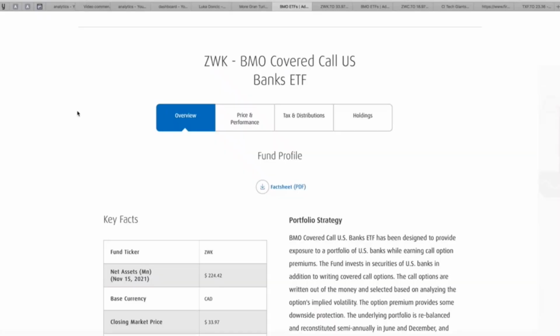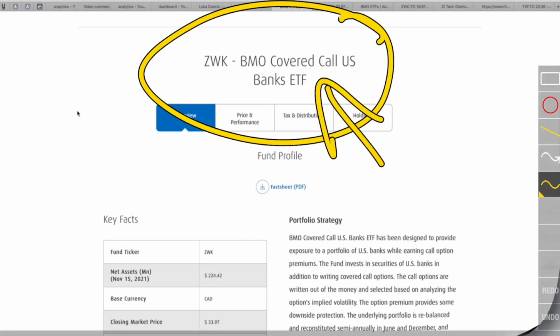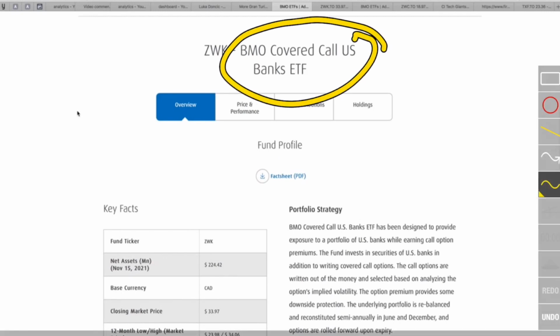There's also dividend ETFs that are quite interesting. Let me show you. So for example, ZWK is a BMO covered call US bank ETF. Basically, it holds US banks. However, it runs covered call options against those bank stocks. So even if you don't know what a covered call is, that's totally fine. I'll give you a brief overview.